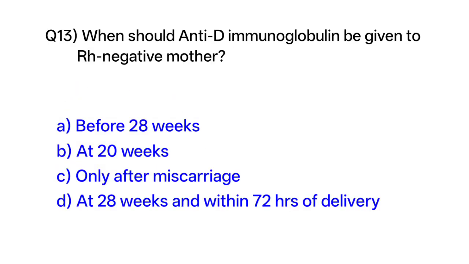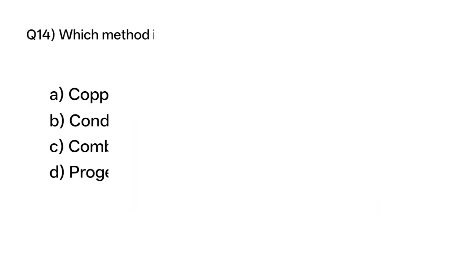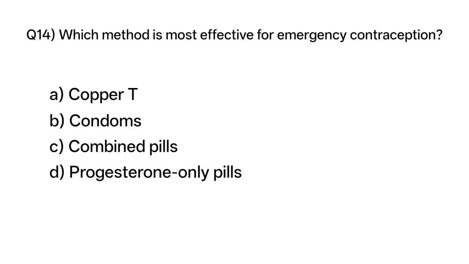Question number 13. When should anti-D immunoglobulin be given to Rh negative mother? The correct option is D. At 28 weeks and within 72 hours of delivery. Question number 14. Which method is most effective for emergency contraception? The correct option is A. Copper T.